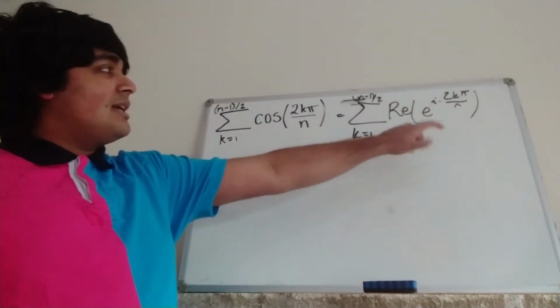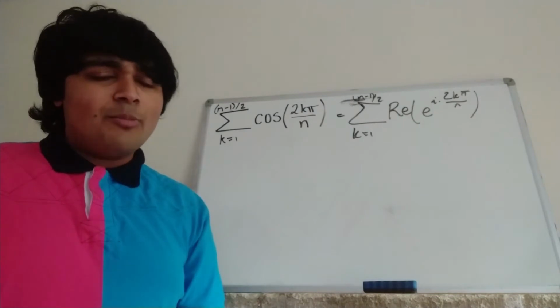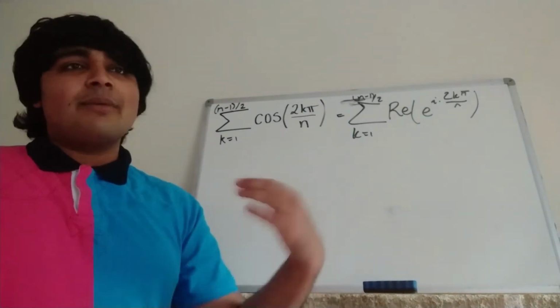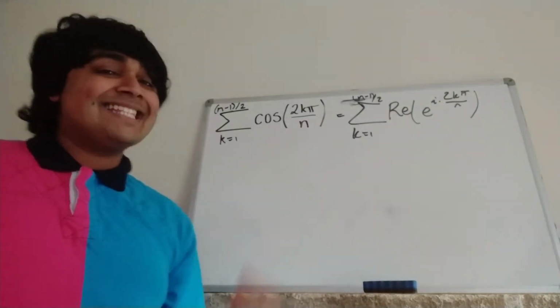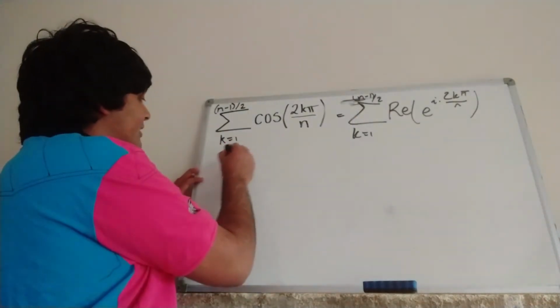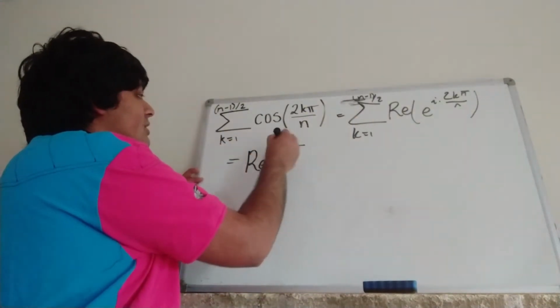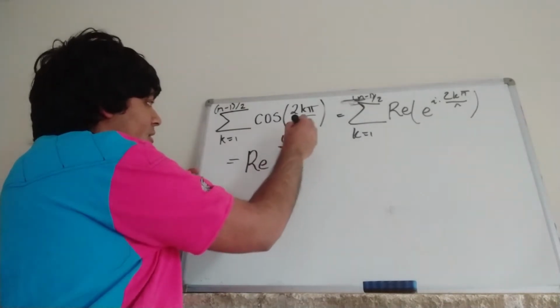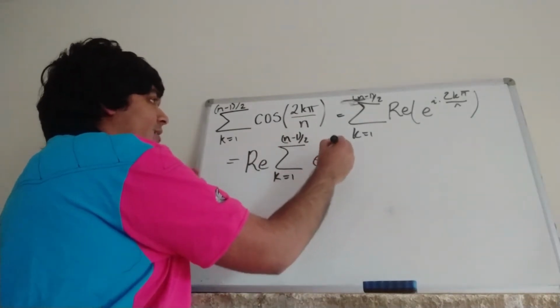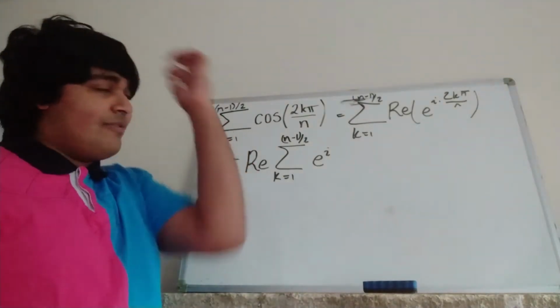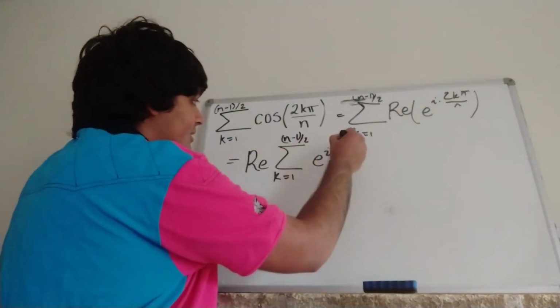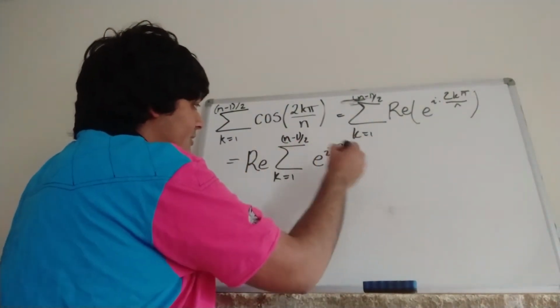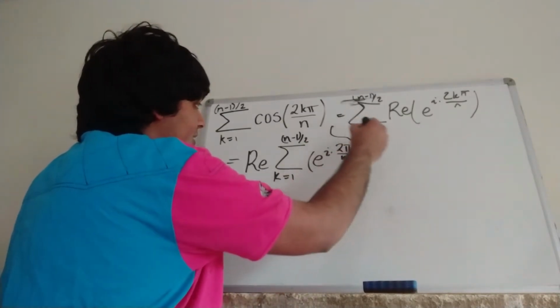But here I'm just summing up the real parts of a bunch of complex numbers, but that's the same thing as just summing up those complex numbers and then taking the real part. So I can just bring this real part outside of the summation. So it's the real part of the sum from k equals 1 now to n minus 1 over 2 of e to the i, now we've got 2k pi over n, but I'm going to write this as e to the i 2 pi over n raised to the power of k.